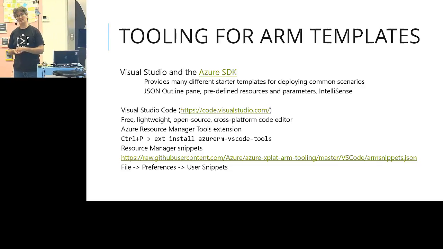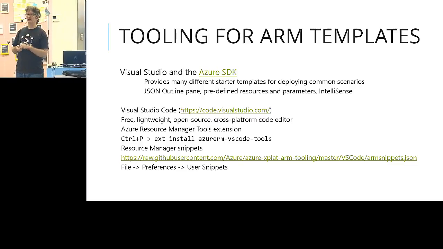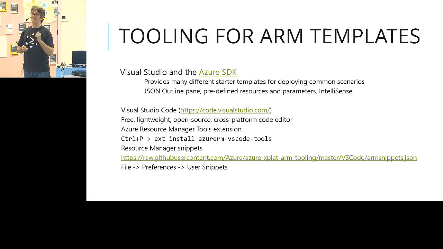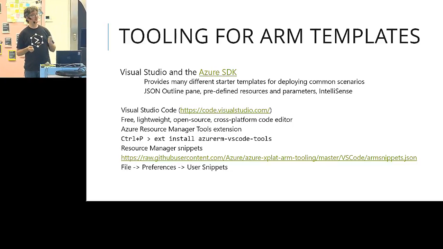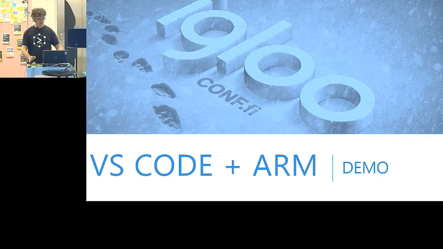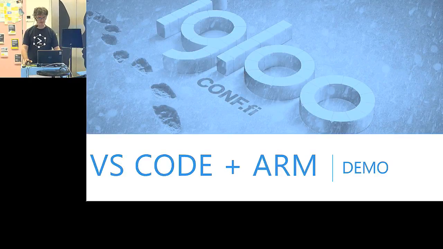Once you have that extension, another thing that is really needed are ARM snippets. So on a GitHub, on a Microsoft repository, on an Azure repository, there is actually a JSON file that you can copy and then paste into user preferences in Visual Studio Code, and then you will get access to those snippets so that you don't need to write every single line of code. And let me show you how that works with Visual Studio Code first.